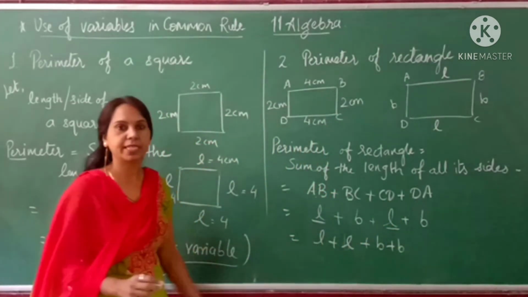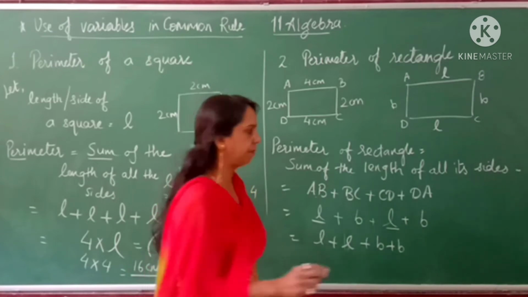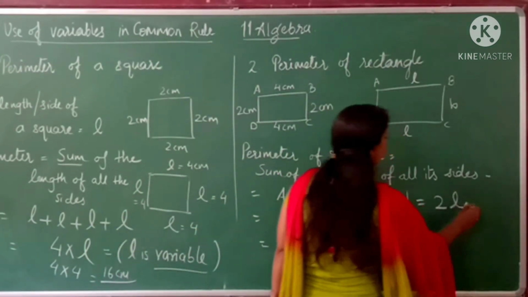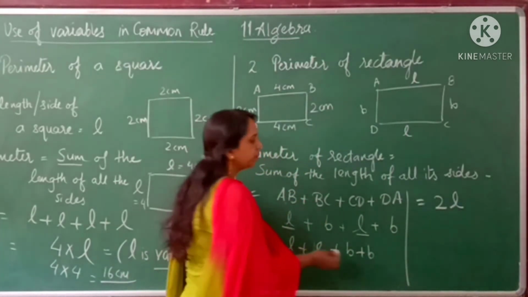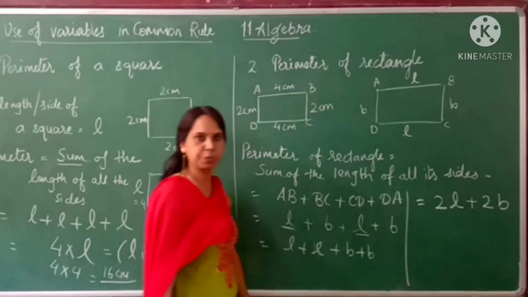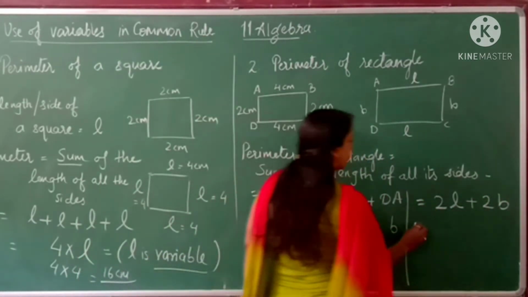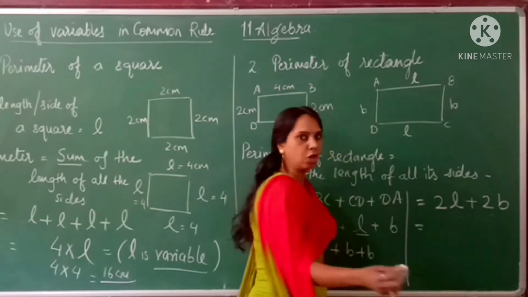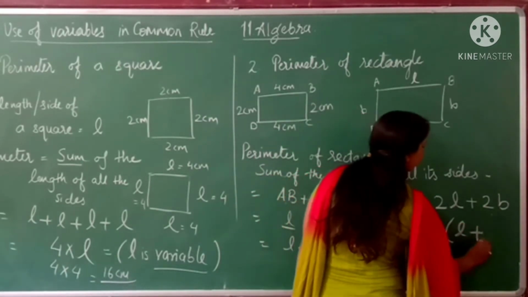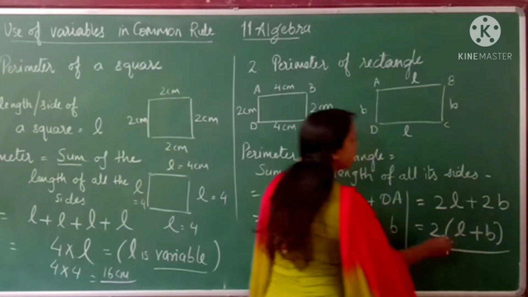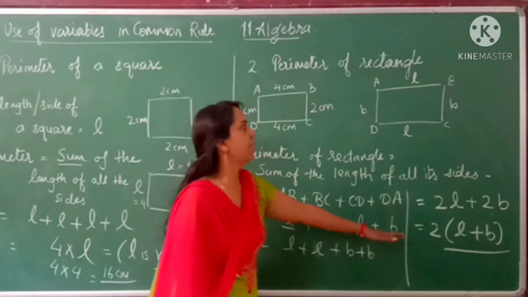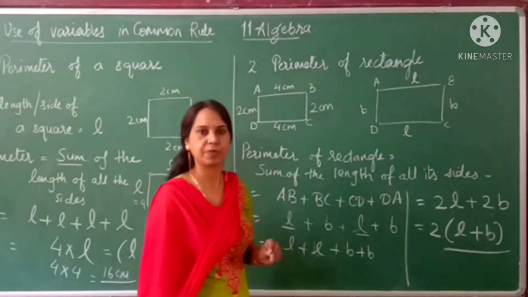So now you can see that L is added 2 times, so 2 into L, plus 2 into B, 2 times B. Again here you can see that 2 is common, so you can take it out in a bracket and write 2 into L plus B. So here we have taken L and B as variables, L for length and B for breadth.